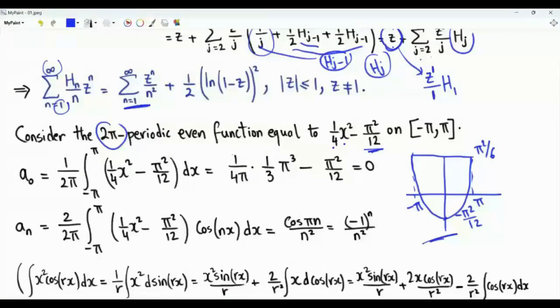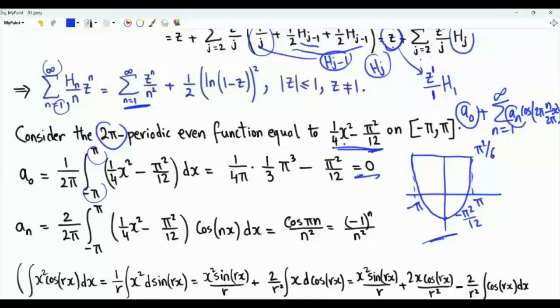Because the function is even, its trigonometric Fourier series has the form a0 plus summation n from 1 to infinity a_n cosine 2 pi n over the period, which in our case is 2 pi, times x. The coefficient a0 is 1 over the period. Then we integrate over a period. Let's say we will integrate from minus pi to pi, 1/4 x squared minus pi squared over 12. This yields 0. The coefficient a_n for positive integer n is given by 2 divided by the period.